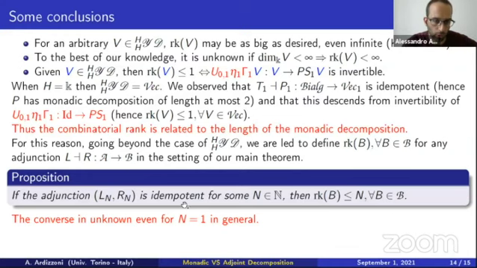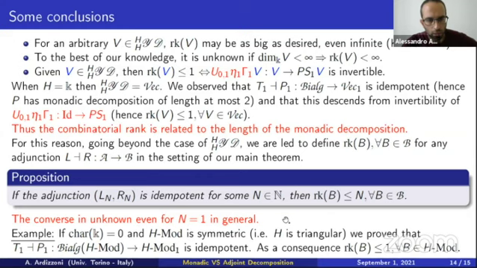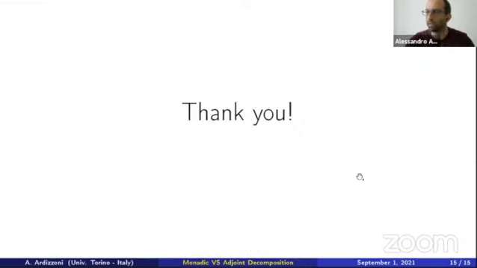We have an example where we can apply this proposition. In characteristic 0, the category of H modules, in case this is symmetric, so H is triangular, fulfills this condition for n equal 1. And so every object here has combinatorial rank at most 1. So this is what I was going to say. I would like really to thank you for your attention. That's it.